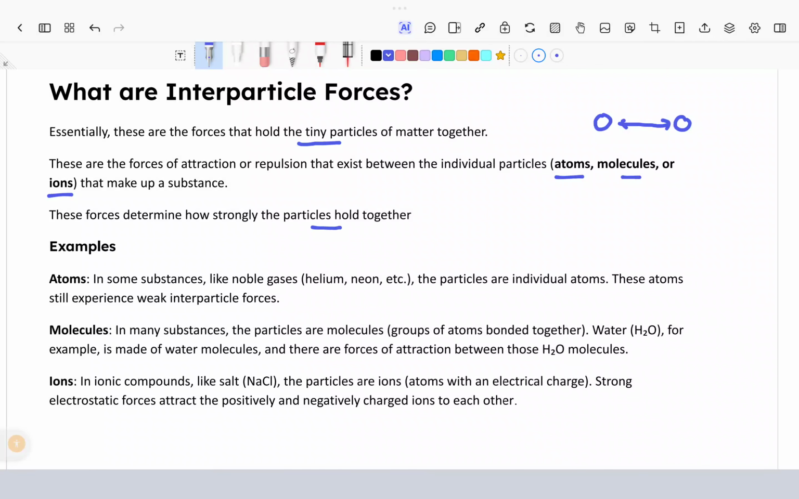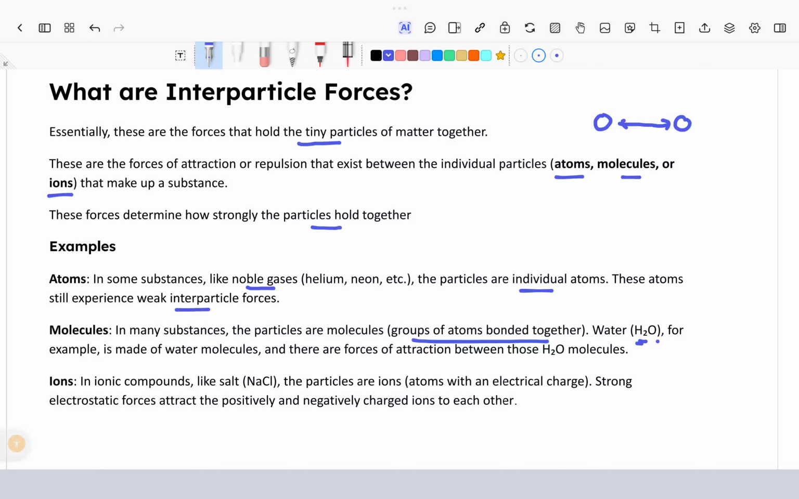Now, atoms. In some substances like noble gases, like helium, neon, argon, etc., the particles are individual atoms. So, noble gases are monoatomic, and these atoms experience very weak interparticle forces. Next comes molecules. In many substances, the particles are molecules. So, what are molecules? They are basically a group of atoms bonded together. For example, in water, there are two hydrogen atoms and one oxygen atom. So, these water molecules also experience forces of attraction between each other.